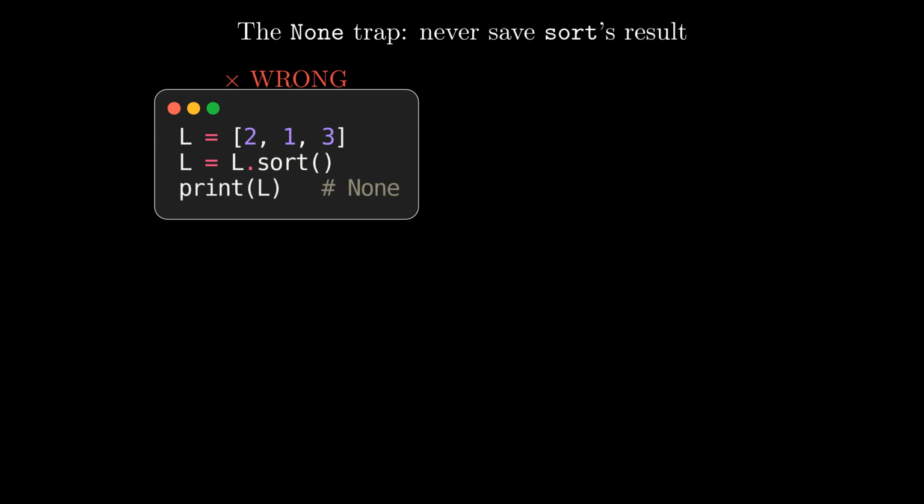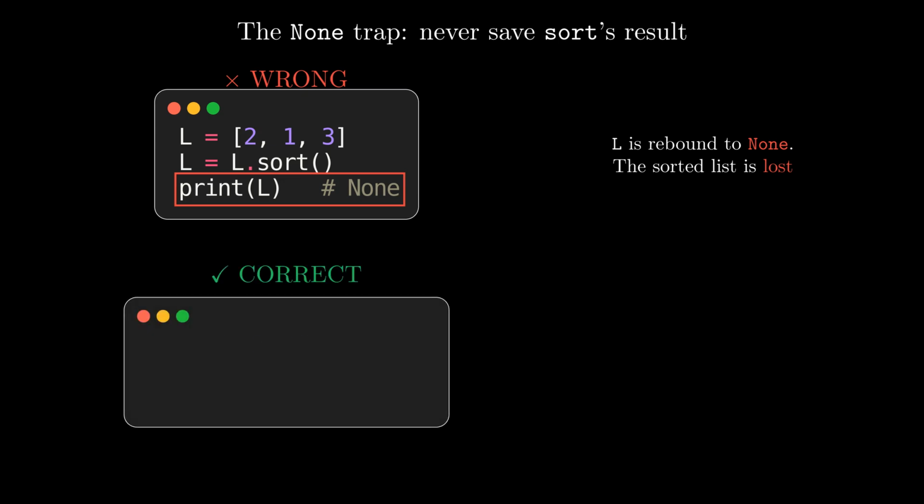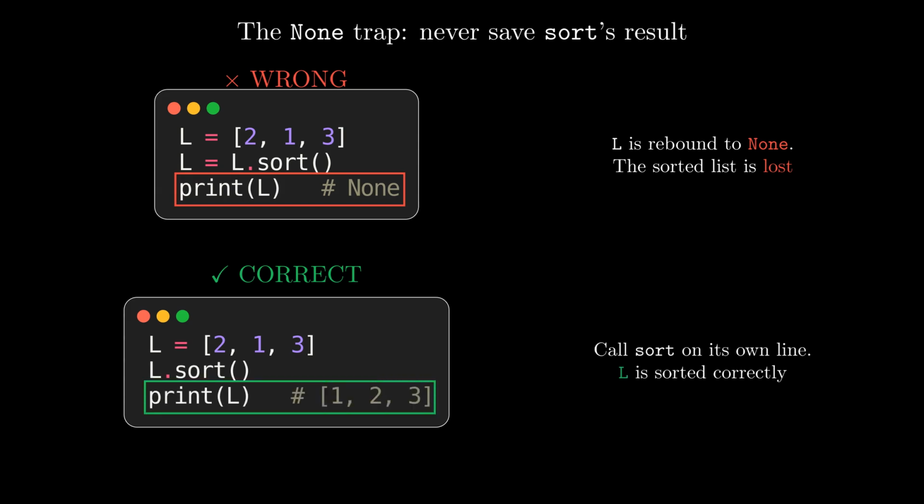The assignment then binds the name L to None. Your sorted list still sits in memory, but you have thrown away the only name that pointed to it. So never write L = L.sort(). To sort a list, just call L.sort() on a line by itself and let the side effect do the work. The same warning applies to reverse.